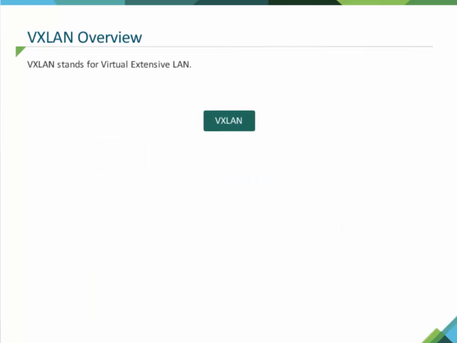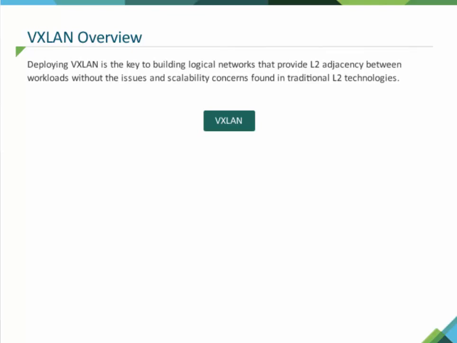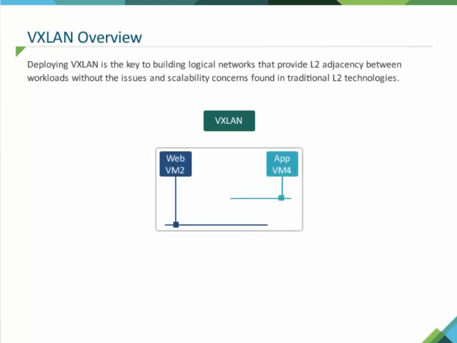VXLAN stands for Virtual Extensible LAN. It has become the de facto standard overlay technology and is embraced by multiple vendors. Deploying VXLAN is the key to building logical networks that provide L2 adjacency between workloads without the issues and scalability concerns found in traditional L2 technologies.